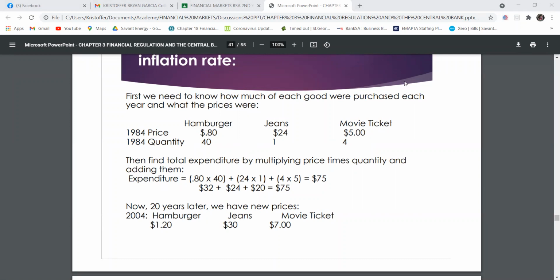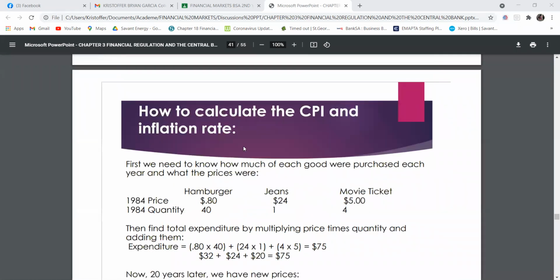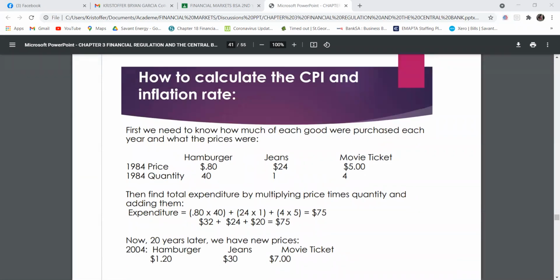Okay, pakibasa. Ikaw na rin, Kate. First, we need to know how much of each good we purchase each year and what the prices were. So, kakalkulahin daw natin yung CPI, Consumer Price Index, tsaka inflation rate. Una, ano yung kailangan mong malaman? Sa dalawang taon na pinagkukumpara mo, kung ano mang interval niyan, how much of these goods were purchased each year, gaano kadami yung good na nabibili mo, and kung ano yung presyo niya.